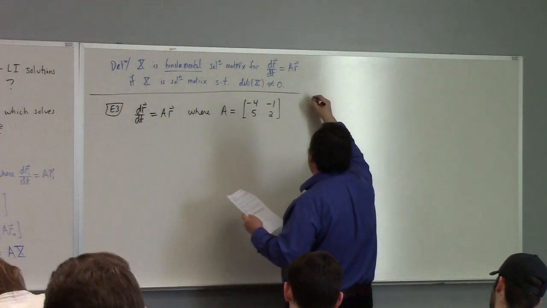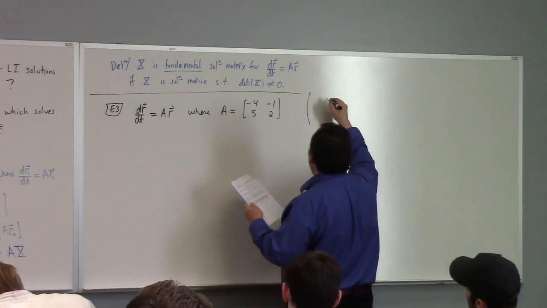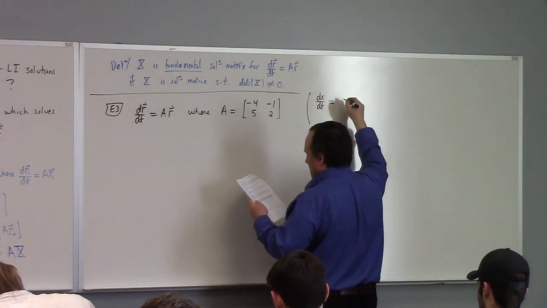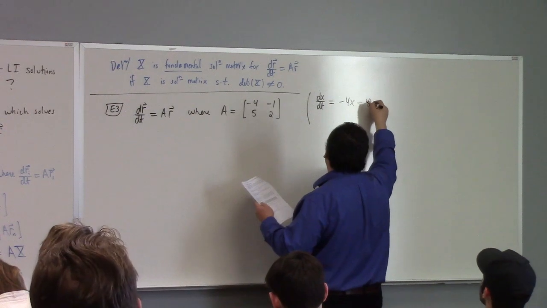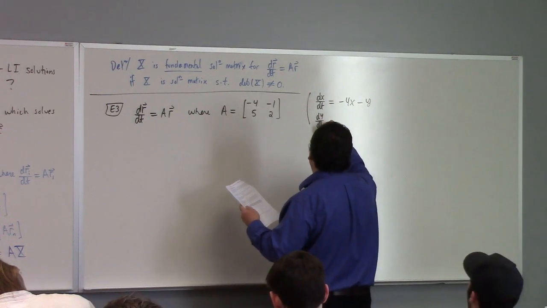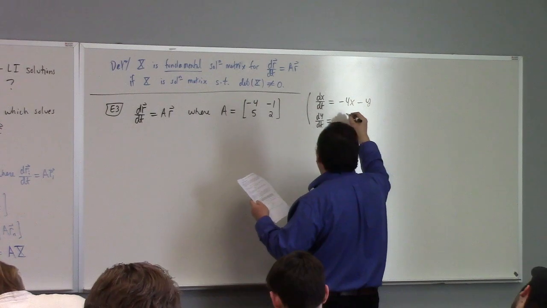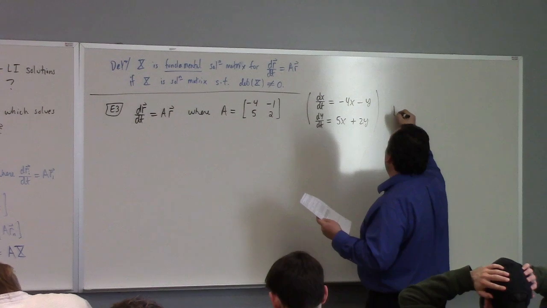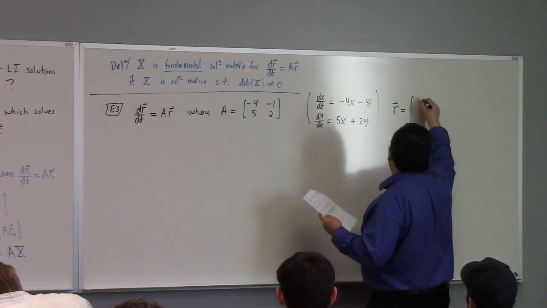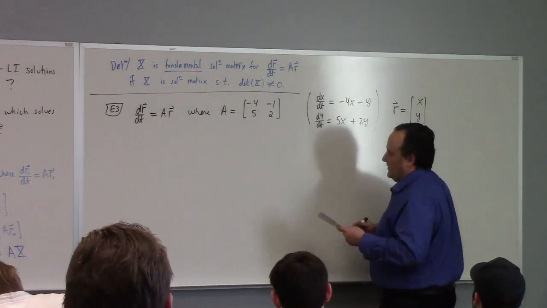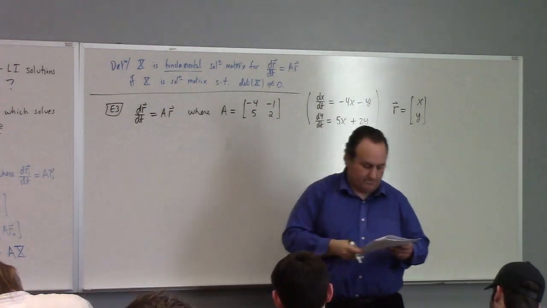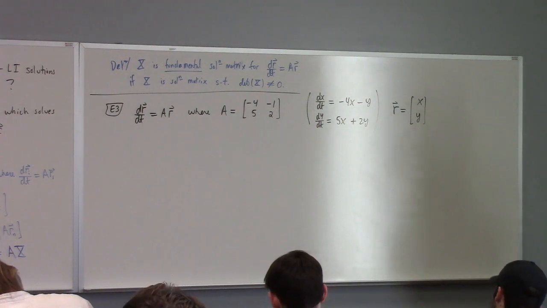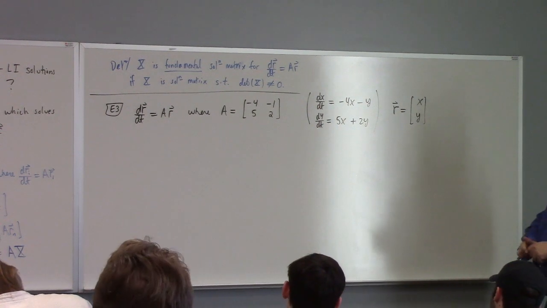So let me just pull back and remind you where this would have come from. This would have come from dx/dt = -4x - y, and dy/dt = 5x + 2y, right? And we are thinking of my vector of unknown functions as x and y here. That's my notation for this problem. So how do we find the fundamental solution set here?